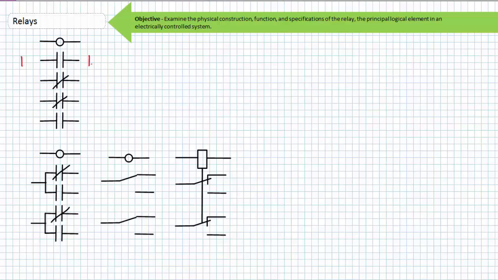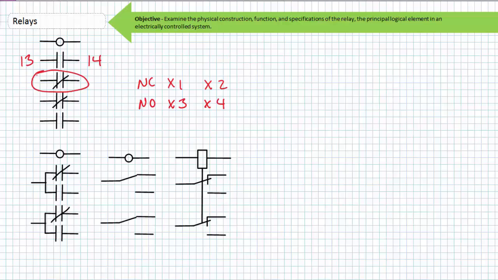The second digits indicate the function of the switch. Normally closed switches are assigned a 1 and a 2. Normally open switches are assigned a 3 and a 4. Since this first switch is normally open, these terminals will be 1-3 and 1-4.